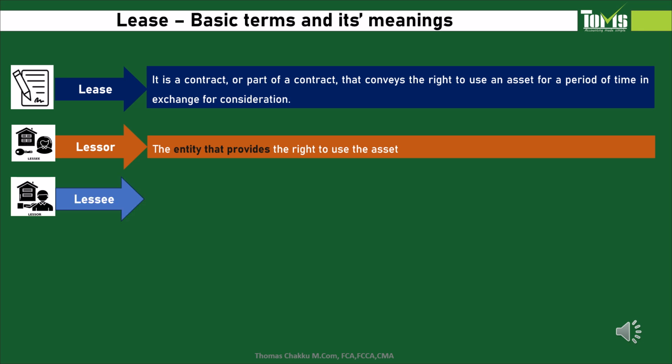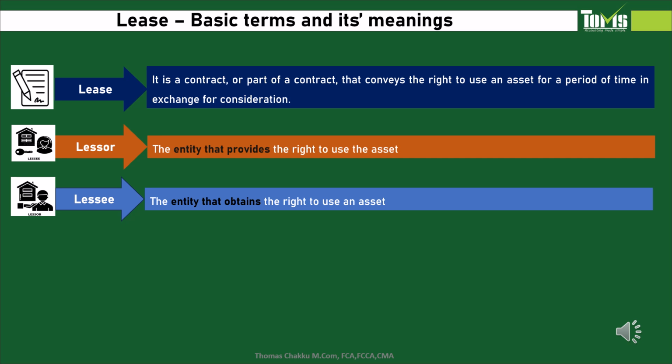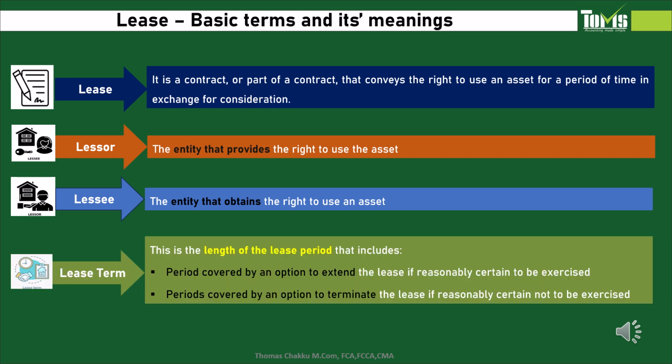Third, lessee. The entity that obtains the right to use an asset. And finally, lease term. This is the length of the lease period. Note carefully that, if the contract gives an option to extend the lease contract, then the lease term includes that optional period too, if it is reasonably certain to be exercised.